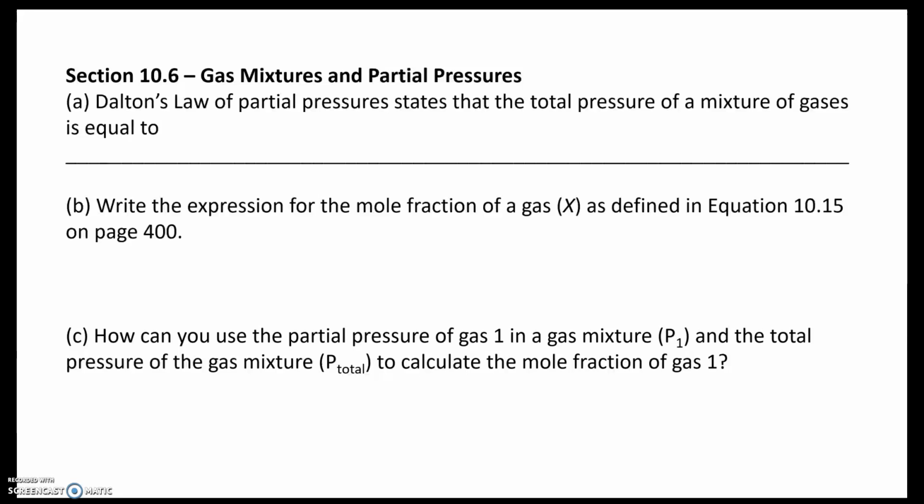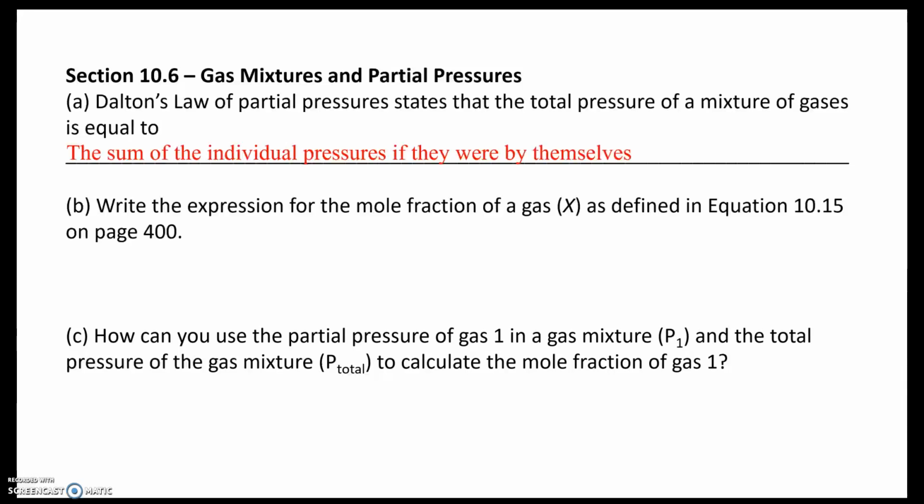All right, section 6, Dalton's law, partial pressure. Dalton's law says that the total pressure of a mixture of gases is equal to the sum of the individual pressures if the gases were by themselves.